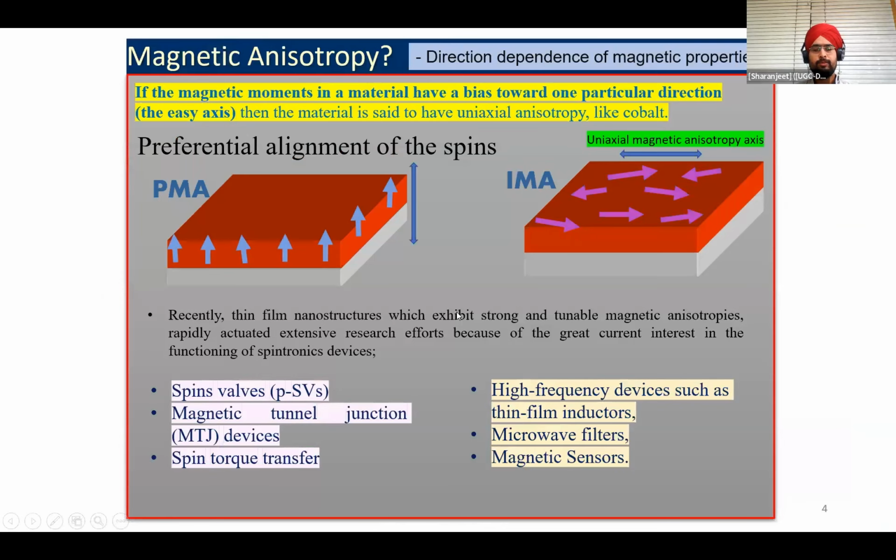The magnetic anisotropy is one of the most important properties of magnetic material. It refers to the directional dependence of the magnetic properties. If the preferential alignment of the spin is normal to the film plane, then the film exhibits perpendicular magnetic anisotropy, and it has application in spin valves and magnetic tunnel junctions. Similarly, we can understand the in-plane magnetic anisotropy by the preferential alignment of the spins in the film plane. It has application in high-frequency devices and magnetic sensors, etc.